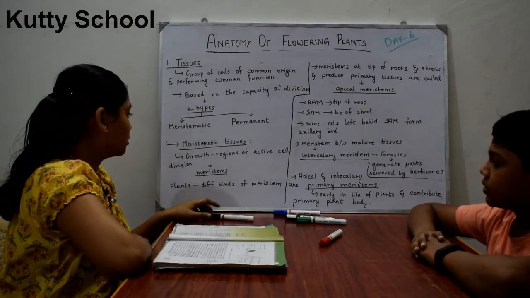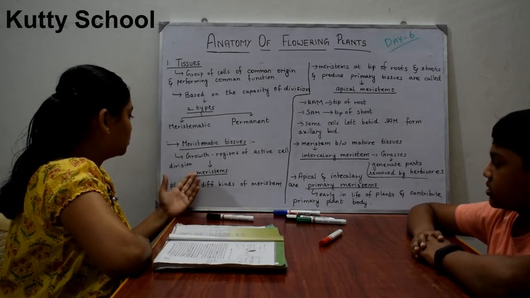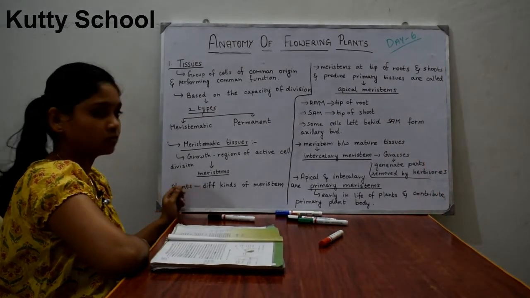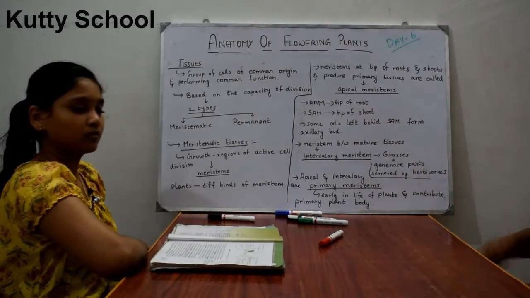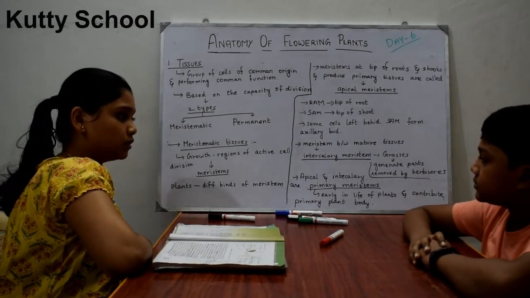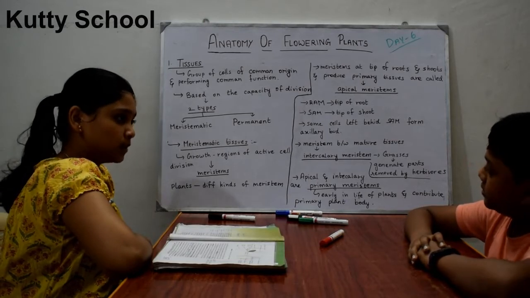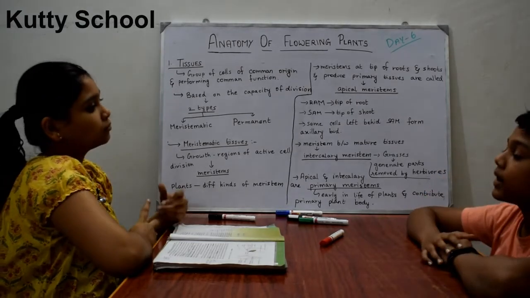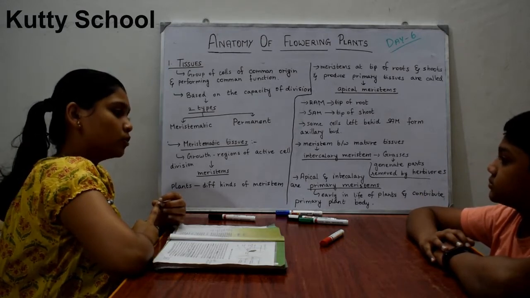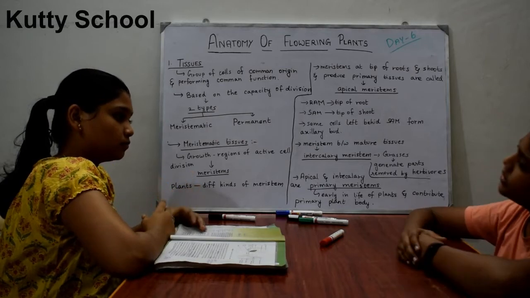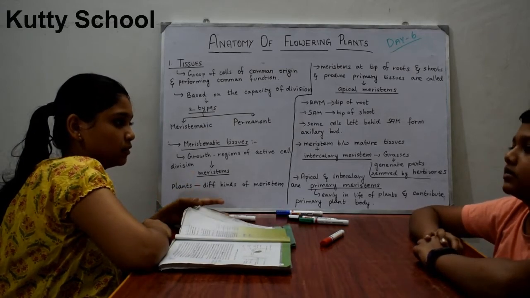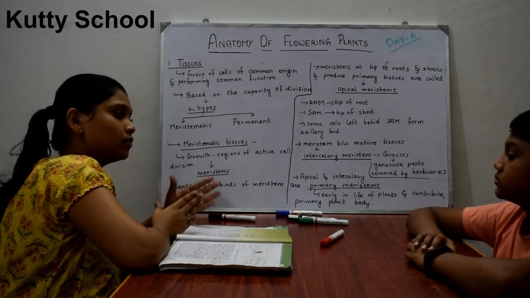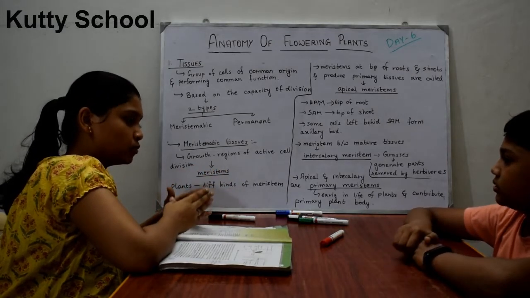So what are generally meristems? In a plant, where does growth occur? Not in every region. Growth occurs in some regions where active cell division occurs, because cells divide continuously and growth takes place. So only there does growth take place.